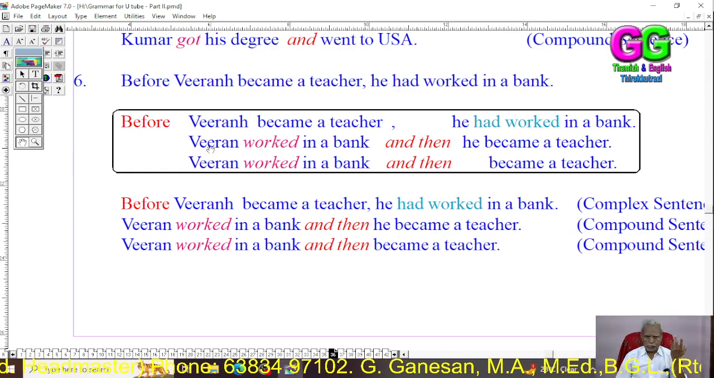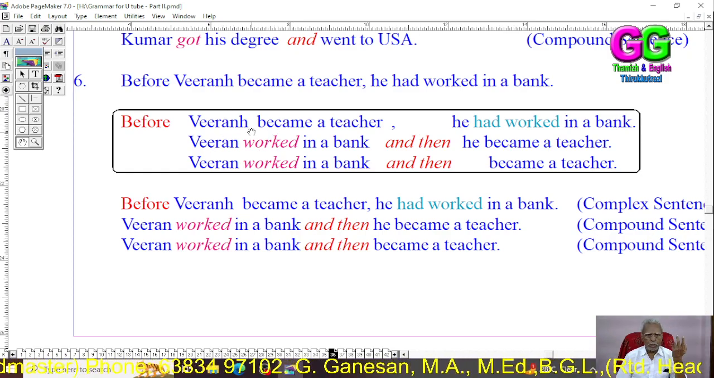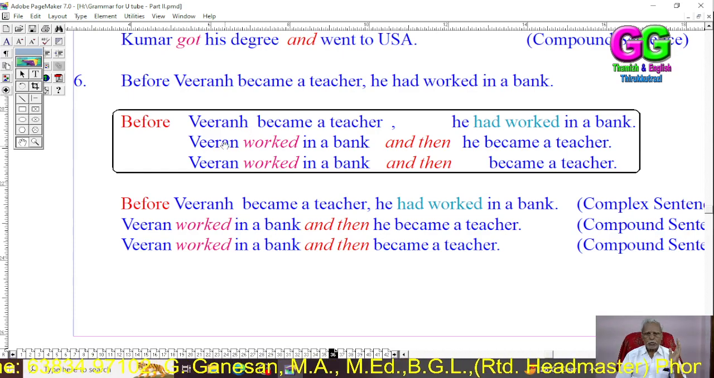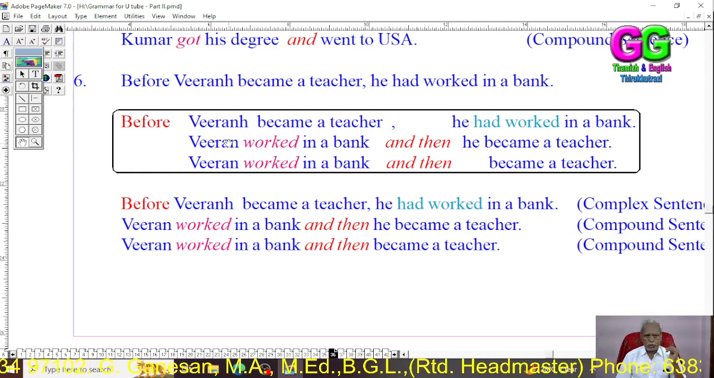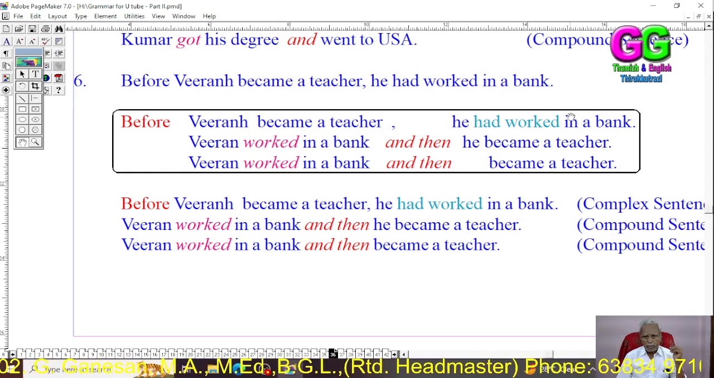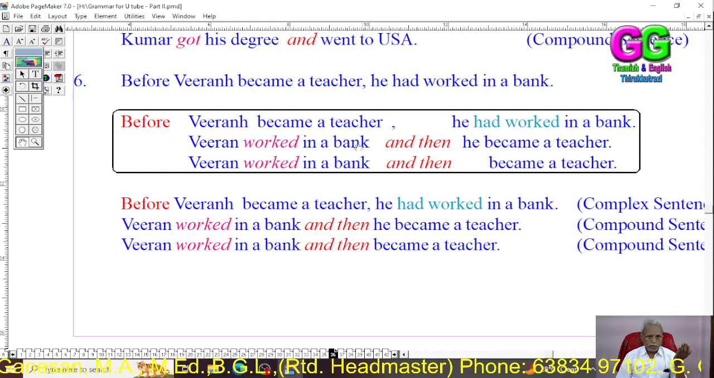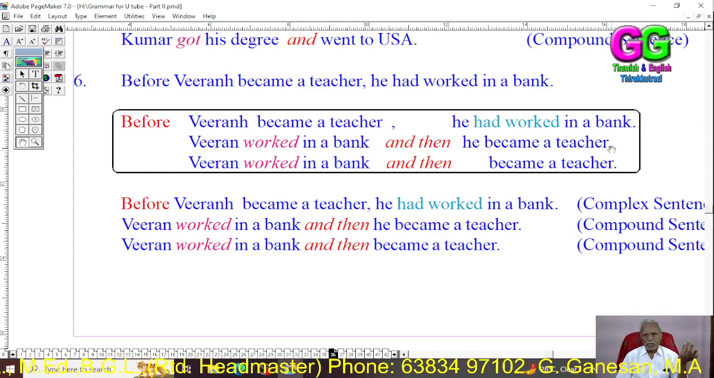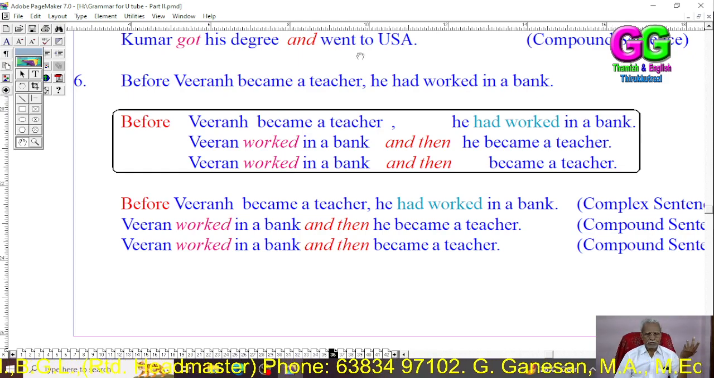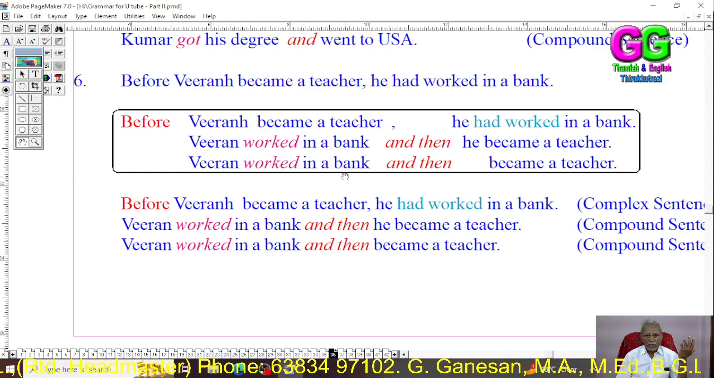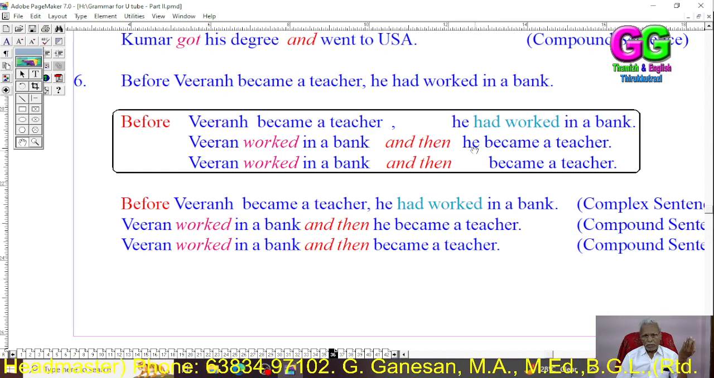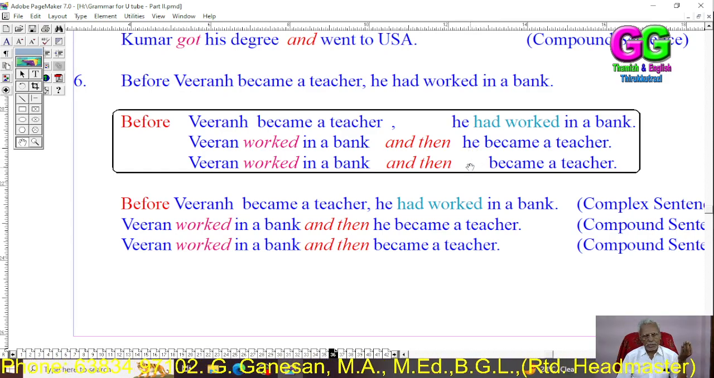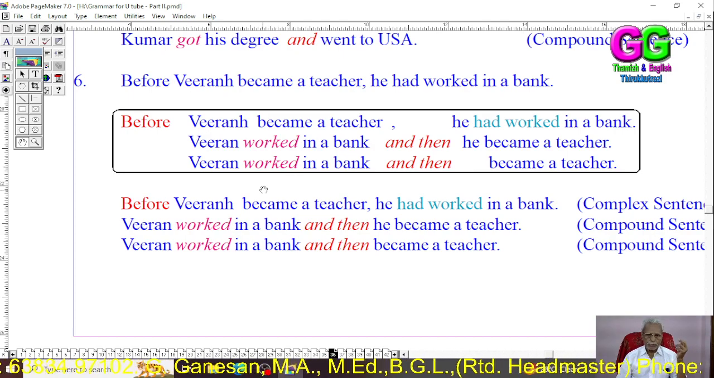So, Veeran. If one is a pronoun and one is a proper noun, the proper noun should be used in the first clause. Veeran worked, had worked, past perfect, worked in a bank. Veeran worked in a bank and then he became a teacher. Or, Veeran worked in a bank and then became a teacher. Using or dropping the subject he in the second clause is our choice.